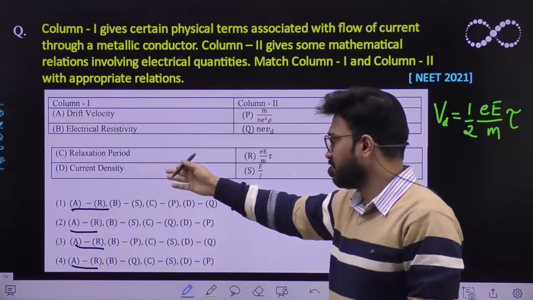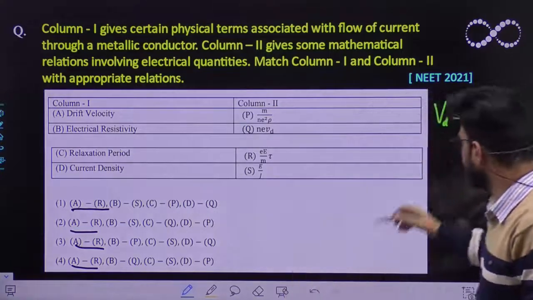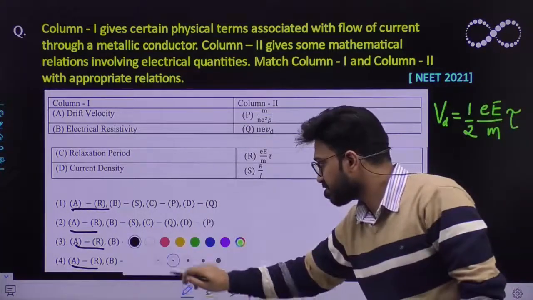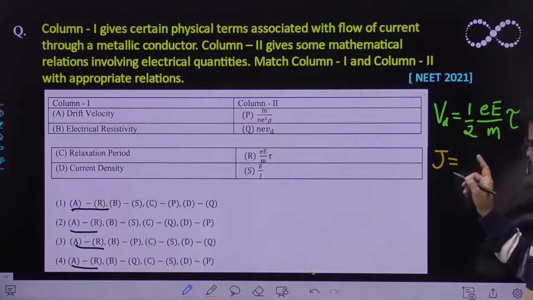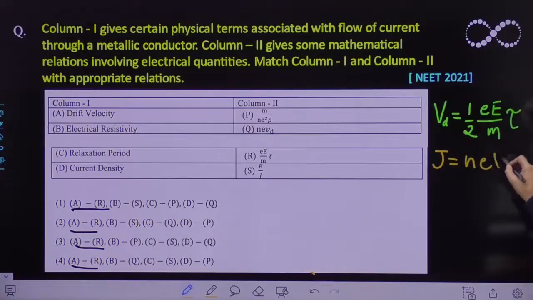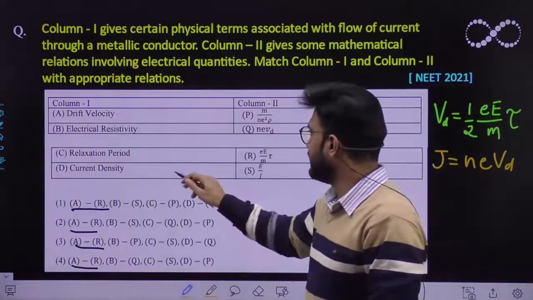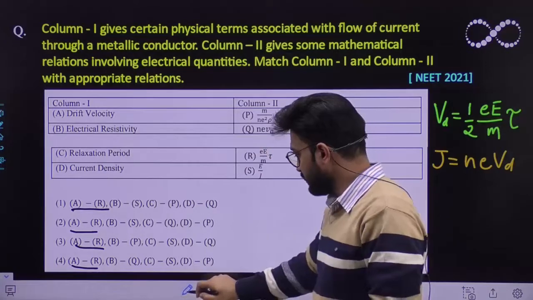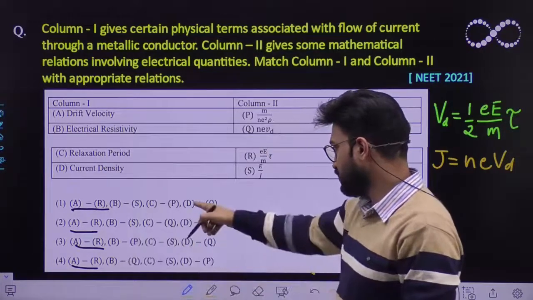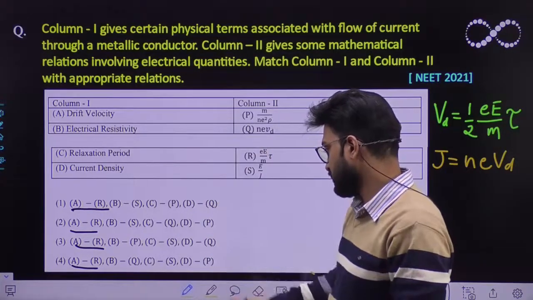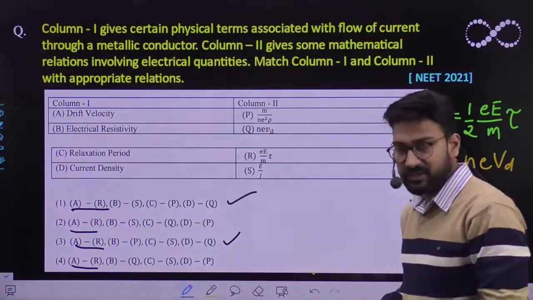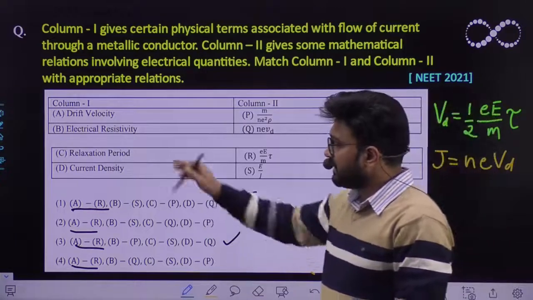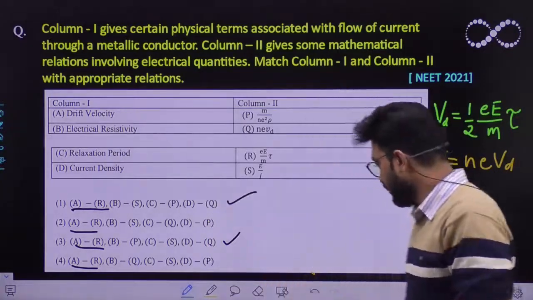Current density, we already know that current density is given by the relationship J is n e Vd, where Vd is the drift velocity. Okay, so we can say that D is related to Q. So that means if D is related to Q, either this option or this option is correct. So out of these two, one could be correct. Now what about relaxation time and electrical resistivity?